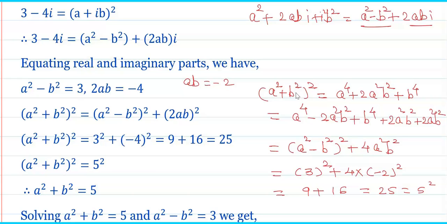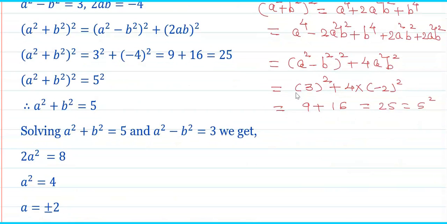हेच आपण इथे लिहिलेलं आहे. What is that? We have expressed (a square plus b square) bracket square in terms of (a square minus b square) bracket square. या भाषेत आपण ते लिहिलेलं आहे. And hence you are getting (a square plus b square) bracket square is equals to 5 square. If we take the square root on both sides, then you will get here a square plus b square that is equals to 5.